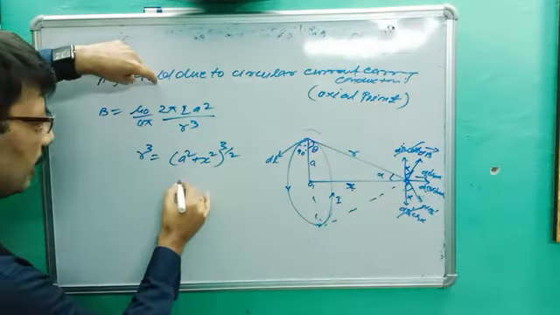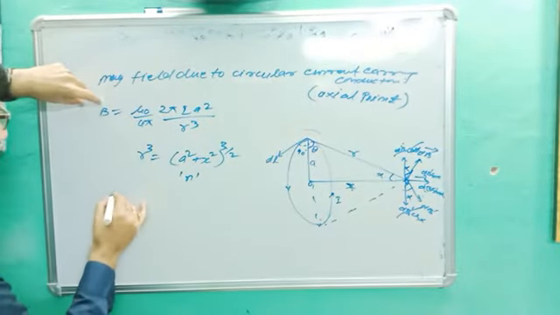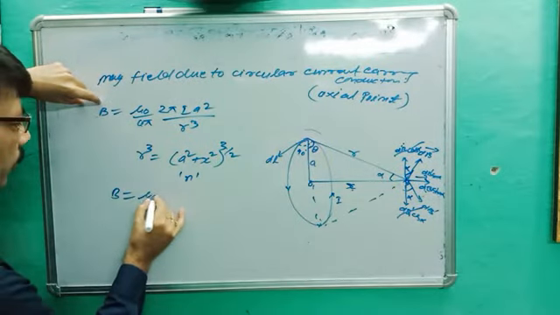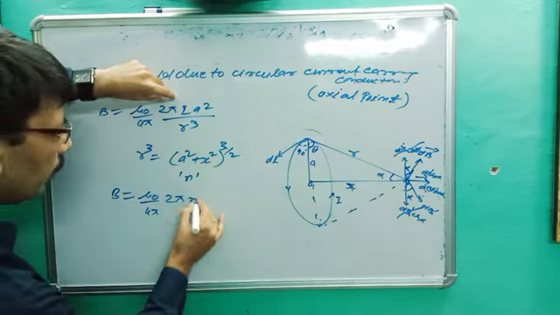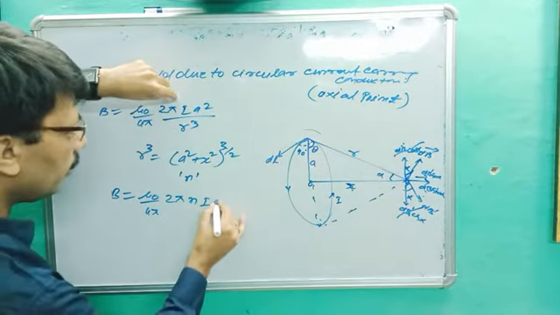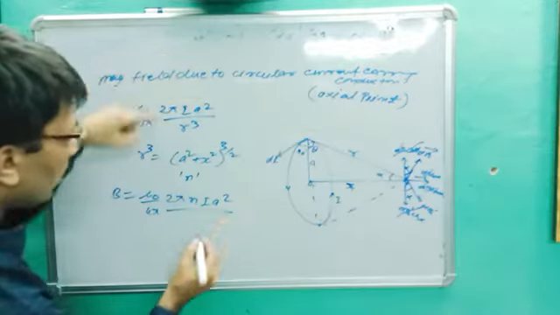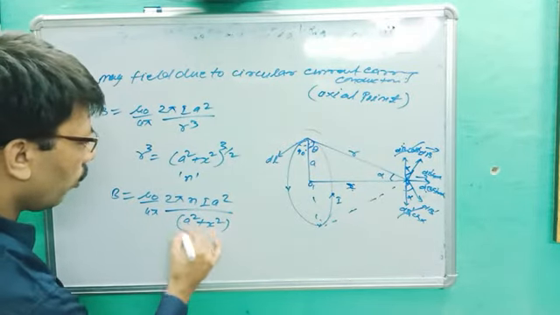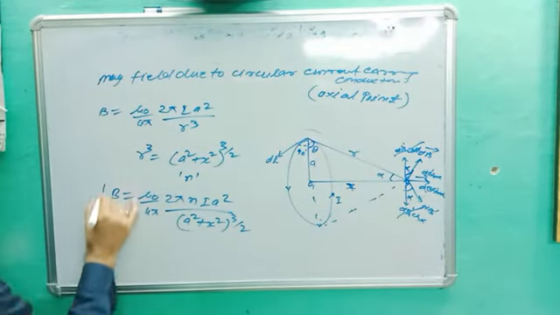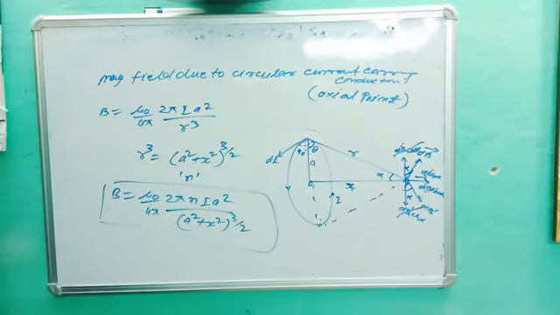So put the value, and let us suppose the total number of turns of the coil is n. So we will get B is equal to mu naught upon 4 pi, 2 pi number of turns n I a square upon the value of r cube. r cube is equal to a square plus x square, whole power 3 by 2. This is the magnetic field due to a circular coil. Are you getting the point?